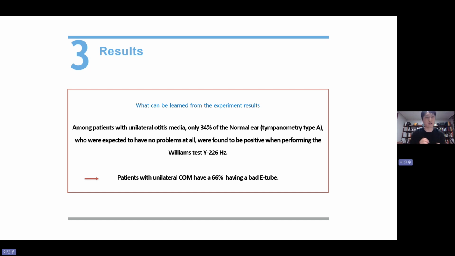We can learn from the experiment result that among patients with unilateral otitis media, only 34% of the normal ears, although tympanometry type A, who were expected to have no problem at all, were found to be normal when performing the Williams test. Patients with unilateral COM have 66% having a bad Eustachian tube.